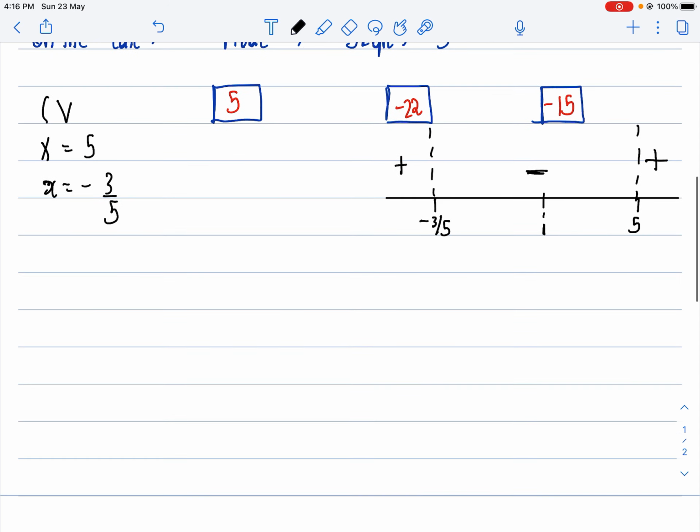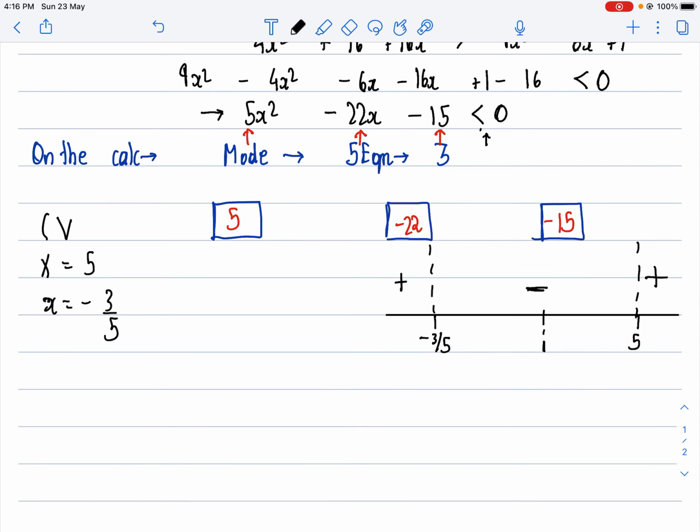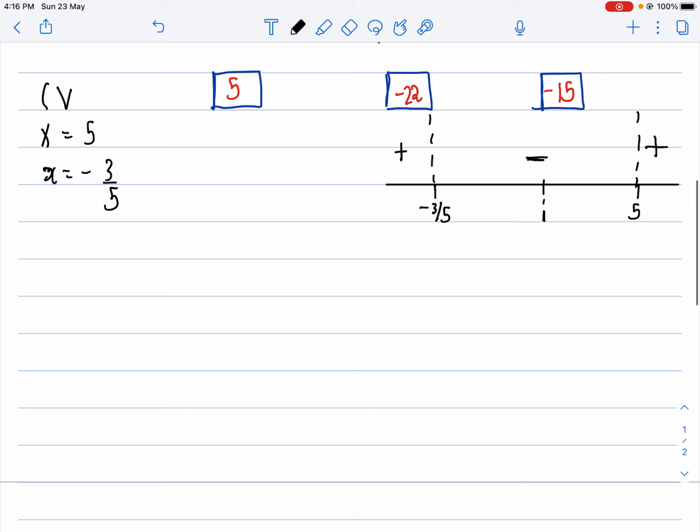Now I need this to be less than 0. That means I need the quadratic to be less than 0. That means if I take values which are more than minus 3 over 5 and values which are less than 5, I'll get my negative value.